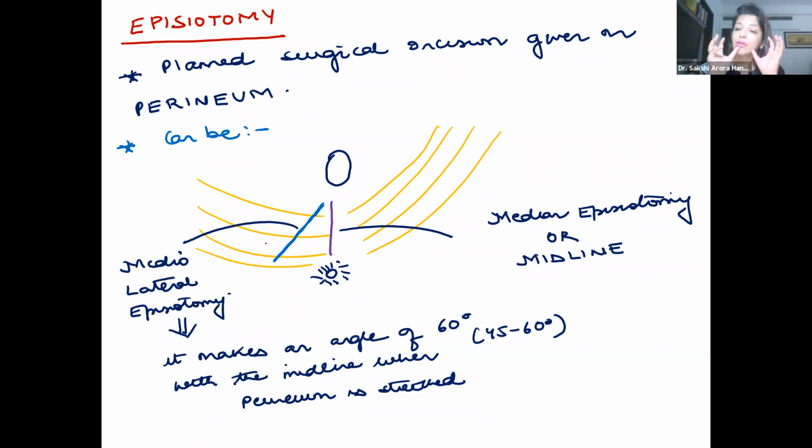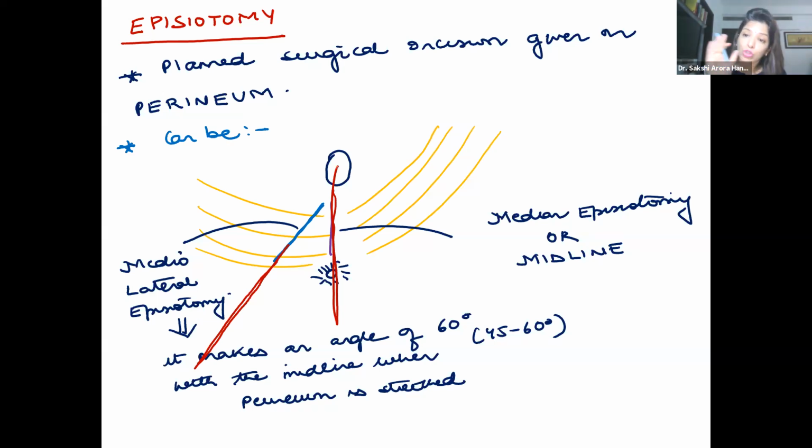The only and the most important advantage of a mediolateral episiotomy, and that is the reason why we do it, is that no matter how much you stretch, if a mediolateral episiotomy gets extended, never will you injure the anal sphincter. But if a median episiotomy gets extended, you are not careful and you extend a median episiotomy, it can involve the anal sphincter. That is why always mediolateral is preferred.